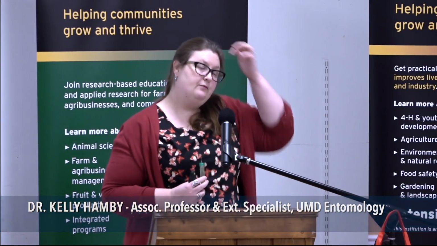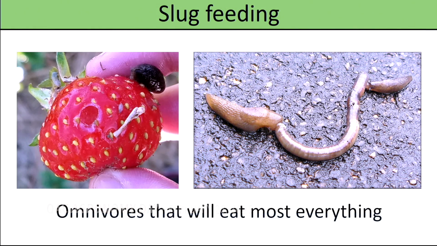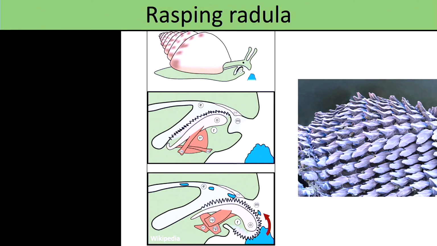So I want to start off with, what do slugs eat? And the answer is pretty much anything. They'll eat vegetable crops, they'll eat grain crops, they'll eat dead earthworms, they'll eat each other, they'll eat fungi. So they have a pretty broad range of things that they'll feed on. A lot of times we think of them as being detritivores, things that are eating organic matter.